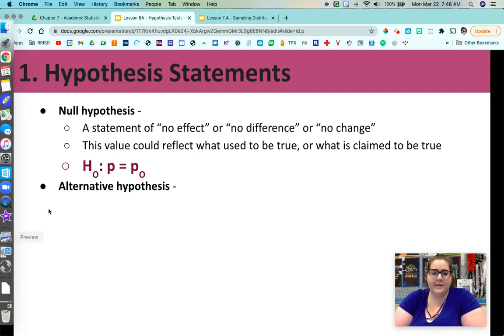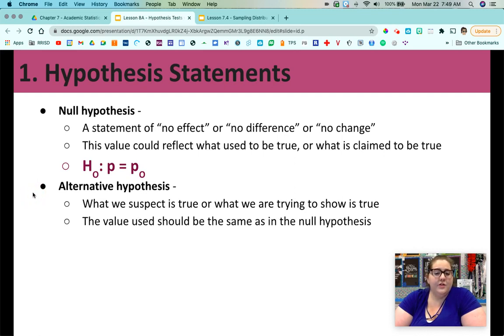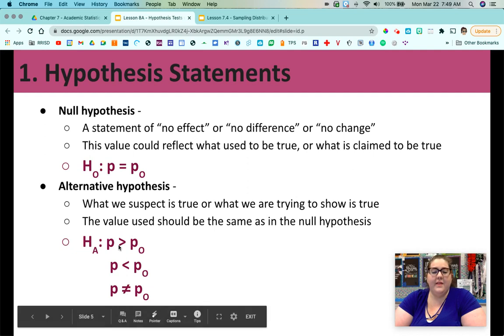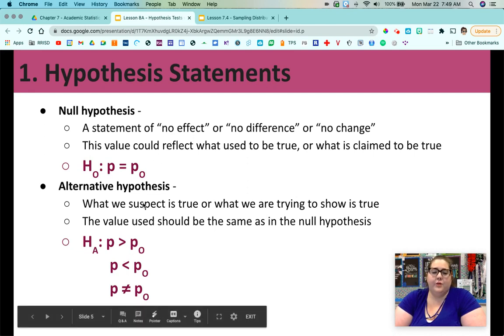The other hypothesis that we write is called the alternative hypothesis, or alternate hypothesis. This is what we suspect is true or what we're trying to show is true. The value that we use, the actual number, should be the same as in the null hypothesis, but we're going to switch the sign. Instead of using an equal sign, we're going to use either a greater than, a less than, or not equal to. That's based on what the claim or the suspicion is. Do we think it's greater or less or not equal to that original number?